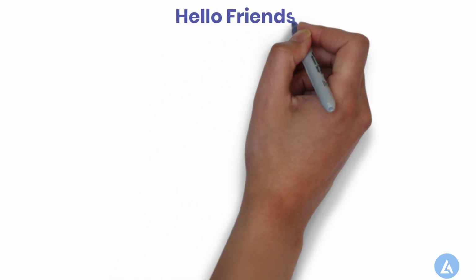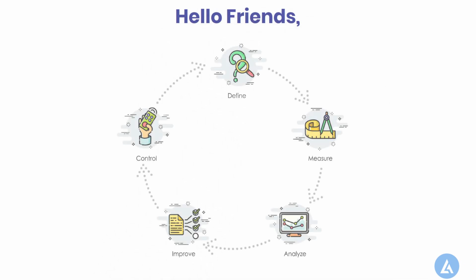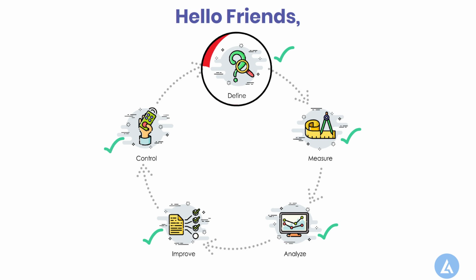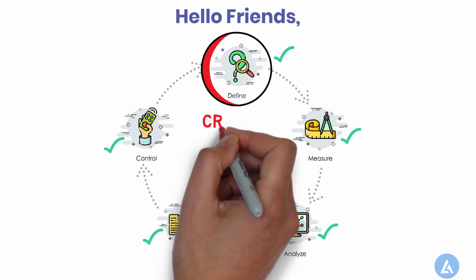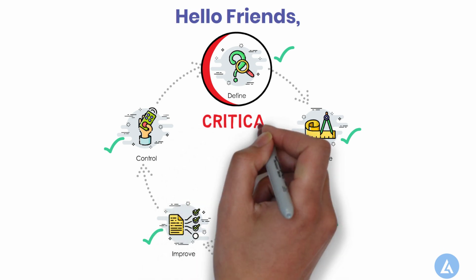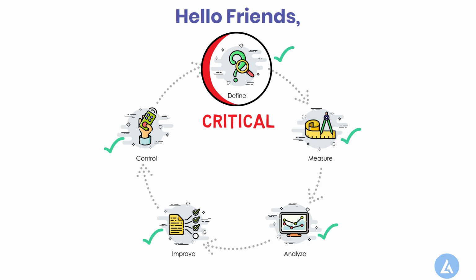Hello friends, welcome back. Do you know what is the most important and critical phase in Lean Six Sigma? Though all phases in Lean Six Sigma implementation are equally important, the most critical phase is the define phase. Let's go into the detail and understand the reasons why the define phase in Lean Six Sigma is the most critical.